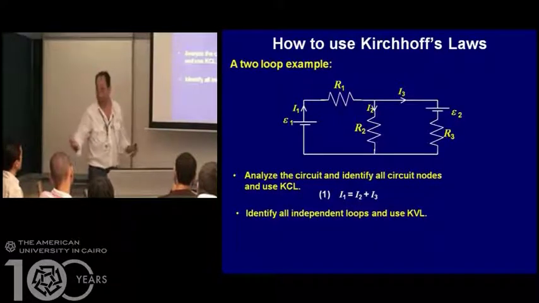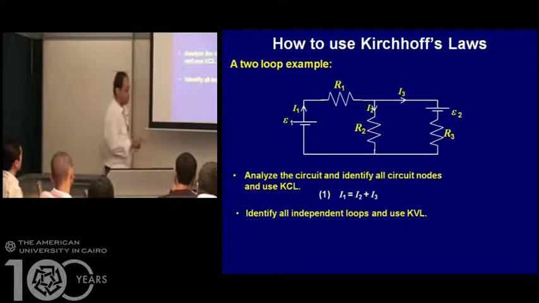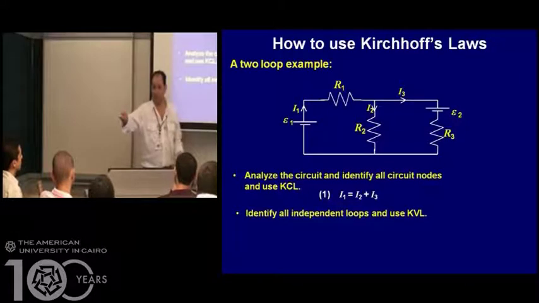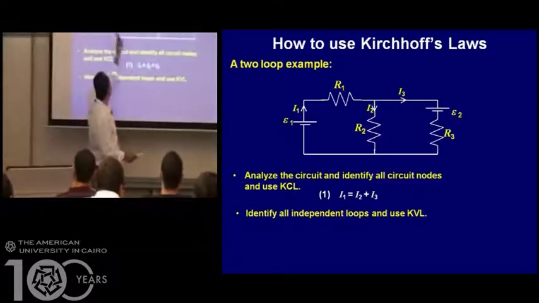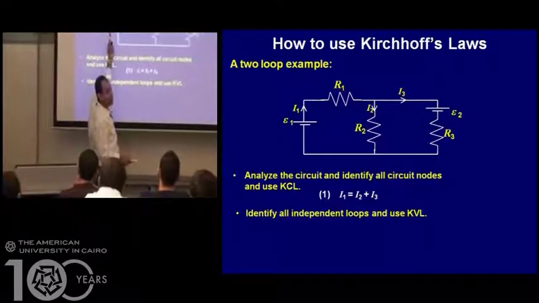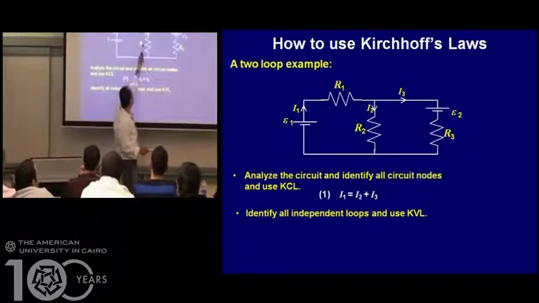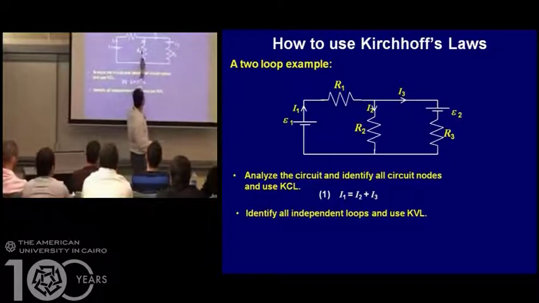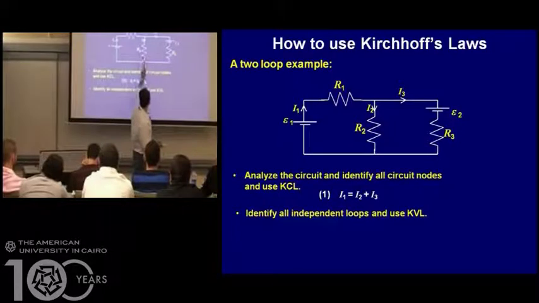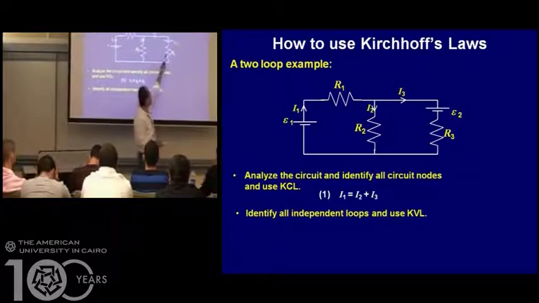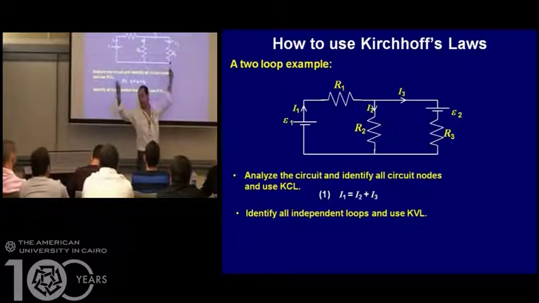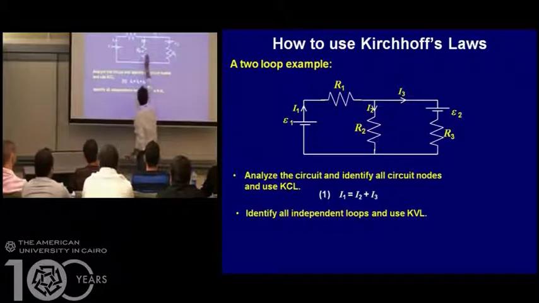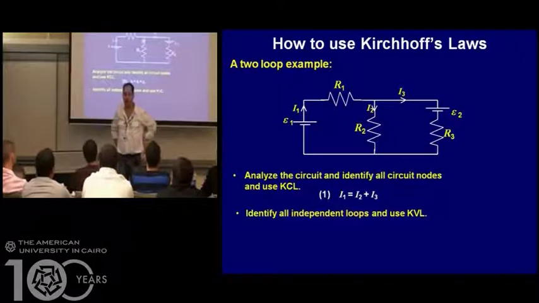But if you want to complicate things, this is what you do. You say the current will go out from E1, I will call it I. I at that junction will split to I2 and I3. The current will go out from E2, I will call it I4. And I4 at that junction is going to split into I5 and I6. Good luck solving for I1, I2, I3, I4, I5, and I6.